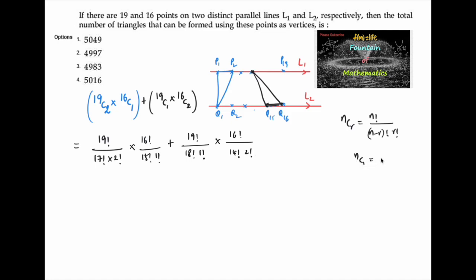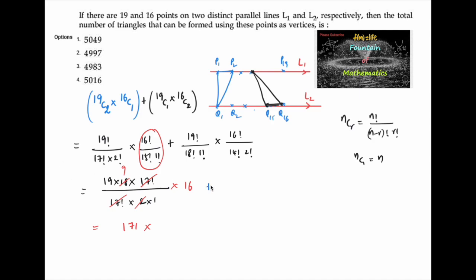We know that nC1 is equal to n, so here 16C1 we can write directly as 16. In 19 factorial we can write 19 into 18 into 17 factorial, which is there in the denominator, so I will stop here. So 17 factorial in the denominator is 17 factorial into 2 into 1. So that 17 factorial gets cancelled, and here 2 nines are 18, so 19 nines are 171. So this is 171 into 16C1, which we can directly write as 16.